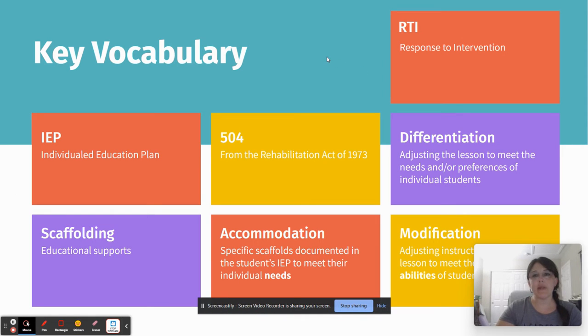So for our key vocabulary for this lesson, we've got 7 that we need to document here. In your notebooks, you should write down the IDEA, and that it stands for Individuals with Disabilities Education Act. And then you should write down Section 504 of the Rehabilitation Act of 1973.